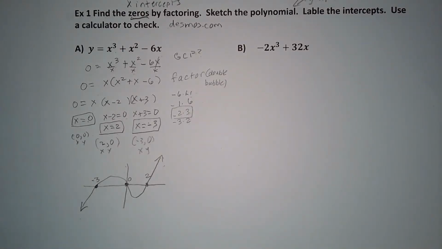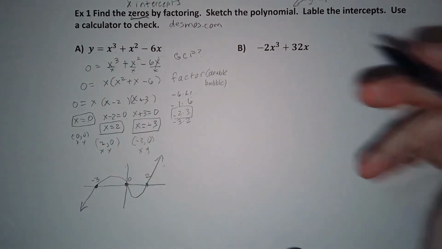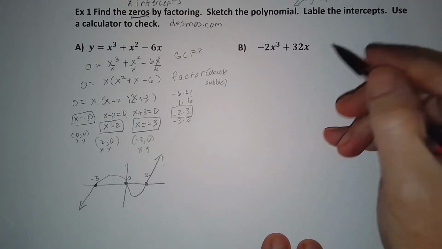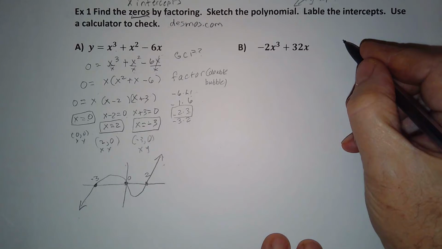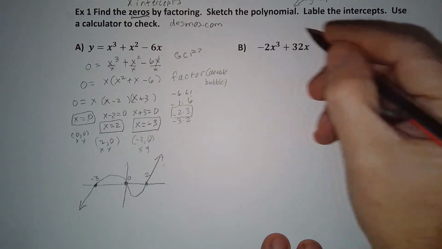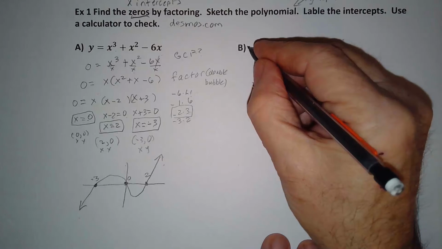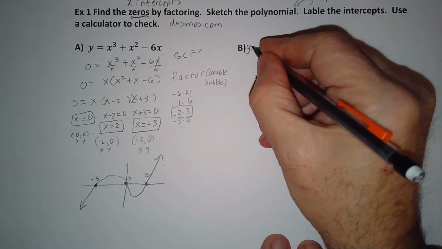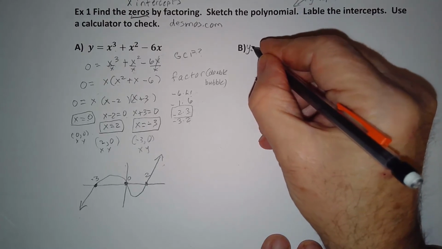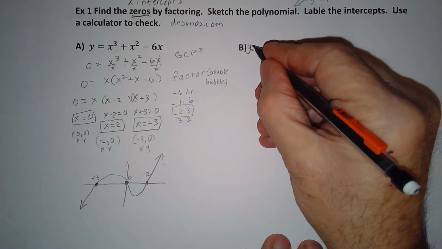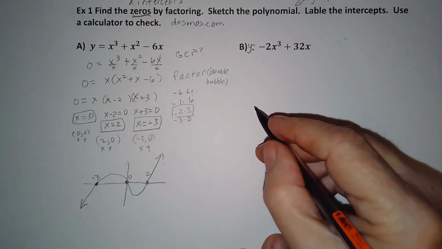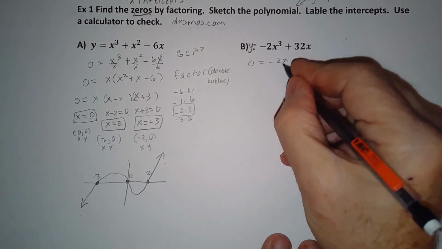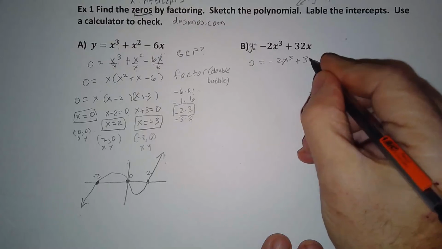Let's go on and do the next one here. So we have negative 2x cubed plus 32x. All right. So again, we want to do a GCF on this. And we need to set this up as y equals. So I'm going to do that, y equals, and then I'm going to make it y equals 0. Okay. Make this a little bit bigger. So I'm going to make it as 0 equals negative 2x cubed plus 32x.